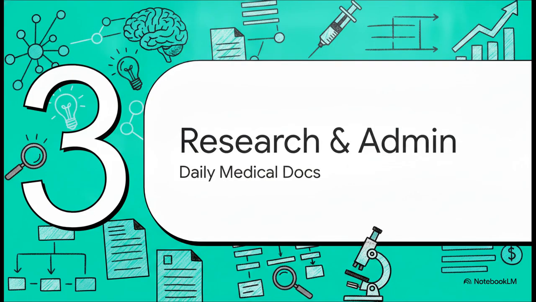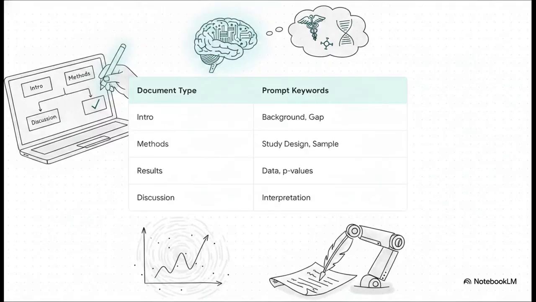Next up, Section 3. Research and admin documents. Now, what's really interesting about drafting a research paper is getting that standard IMRAD structure just right. We've got some cheat code prompt keywords for this. For your introduction, instruct the AI to include the background, gap, objectives, and hypothesis. When you get to methods, prompt it with study design, sample size, and assessment tools. By feeding the AI these exact structural keywords in your prompt, you are pretty much guaranteeing a perfectly structured medical research paper that aligns with your actual study data every single time.